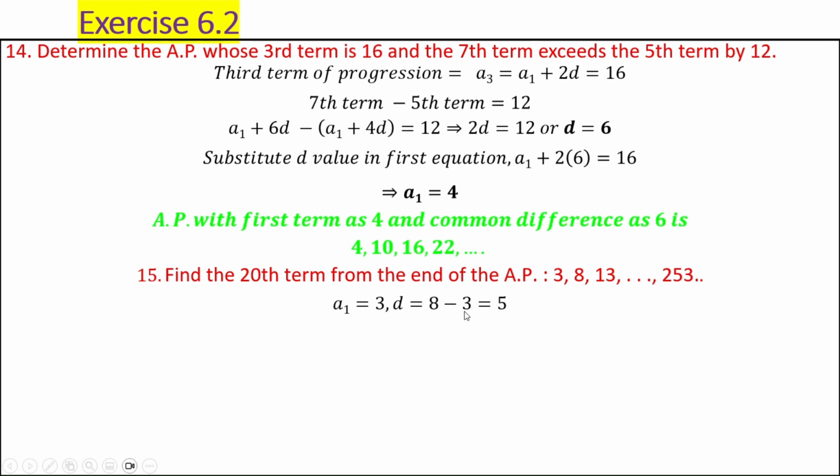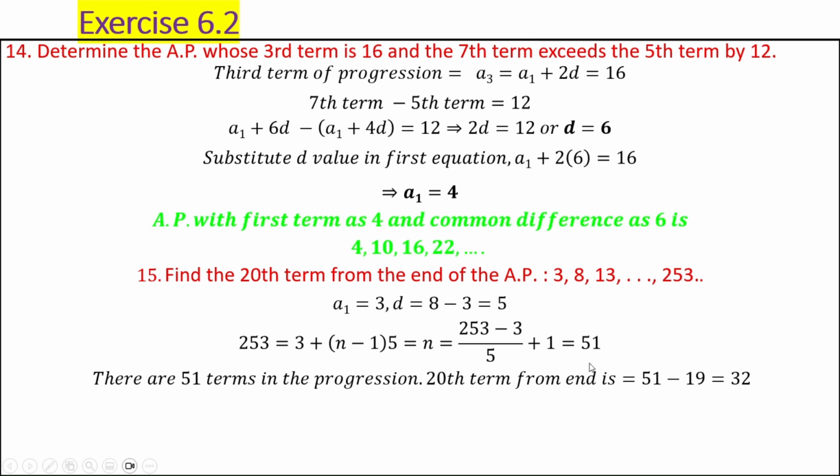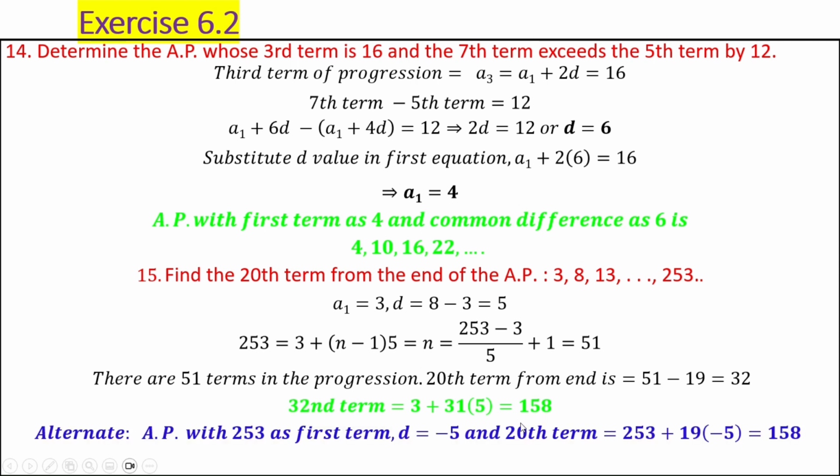Now find the 20th term from the end of the AP given here. a1 equal to 3, d equal to 8 minus 3, which is 5. So 253 is the last term. So from that we can calculate n value. n is basically 51. Okay, so there are 51 terms in the progression. 20th term from end is 51 minus 19, which is 32. Correct. So 32nd term is equal to 158.